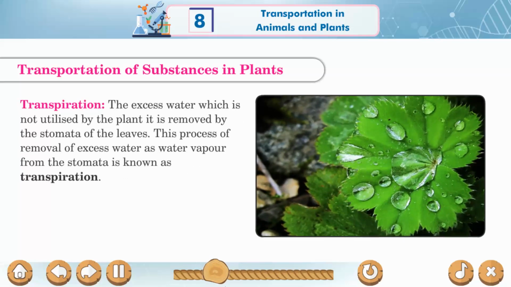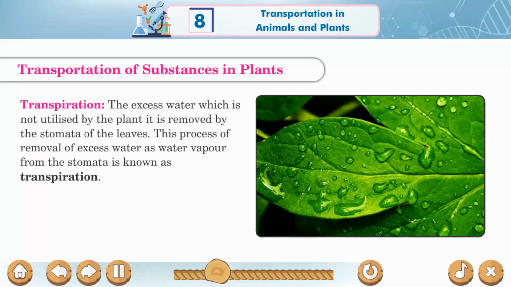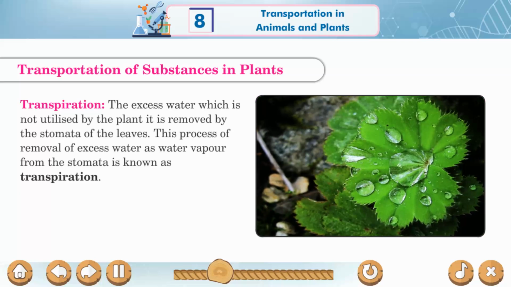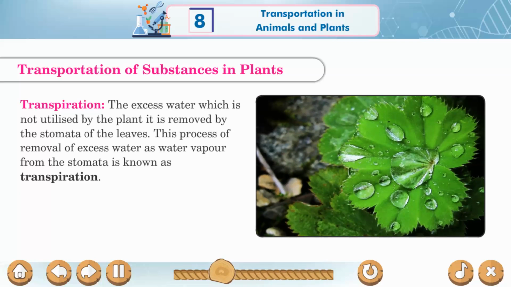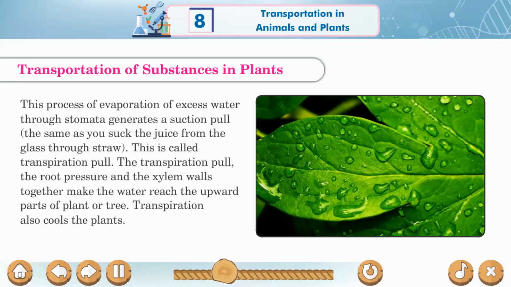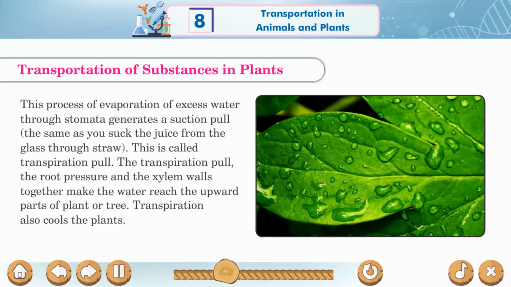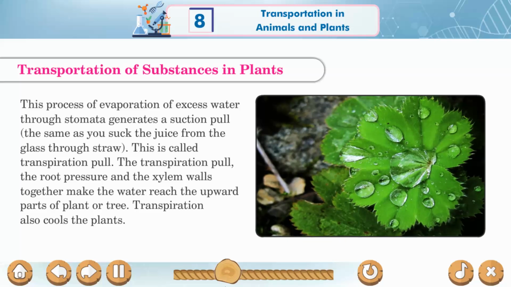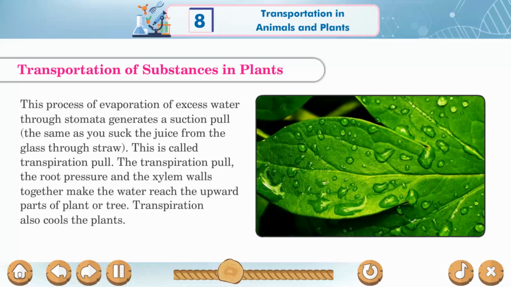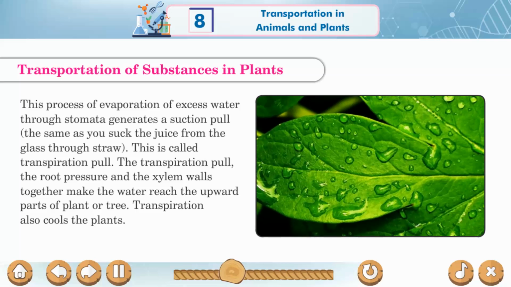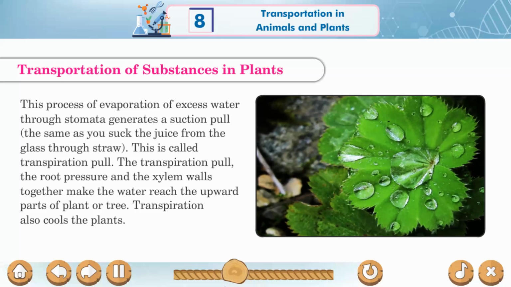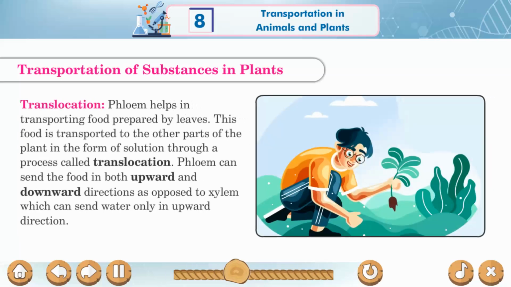Transpiration. The excess water which is not utilized by the plant is removed by the stomata of the leaves. This process of removal of excess water as water vapor from the stomata is known as transpiration. This process of evaporation of excess water through stomata generates a suction pull, the same as you suck the juice from the glass through a straw. This is called transpiration pull. The transpiration pull, the root pressure and the xylem walls together make the water reach the upward parts of the plant or tree. Transpiration also cools the plants.